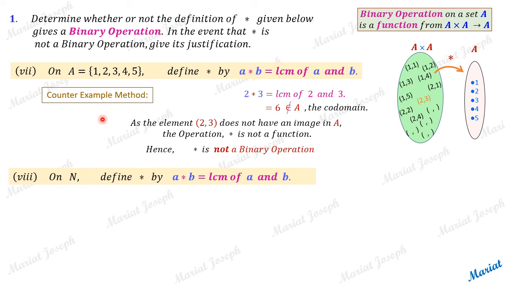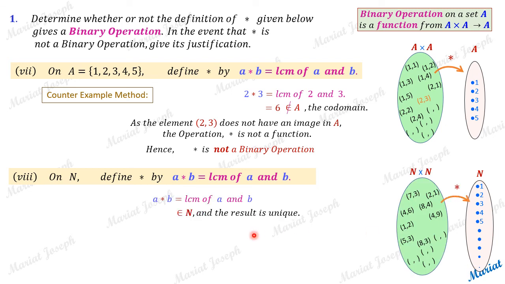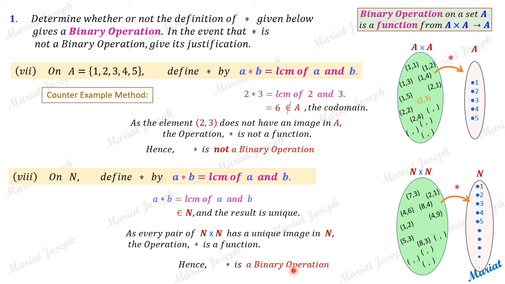But in case we were given the same LCM rule on another set. See here the set is the set of natural numbers. Complete natural numbers set given to you. Rule is the same. LCM of A and B. Here also LCM of A and B is the rule for A star B. Now this situation will not happen. The image of 2 comma 3, the LCM of 2 and 3, which is 6, which was not available earlier, but if you had taken the set as the set of natural numbers, 6 is also available there. That means LCM of A and B is always a natural number, and that will be a unique result. So it is a function. This time it is a function because every pair has a unique LCM. Hence, this operation is a binary operation.